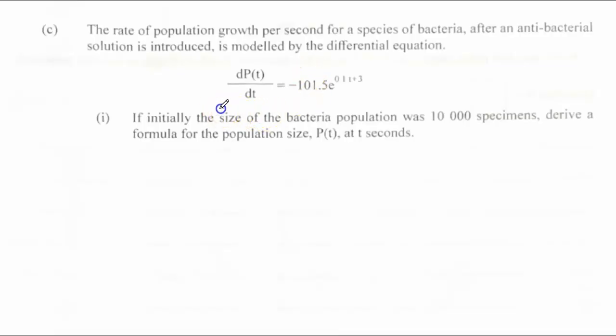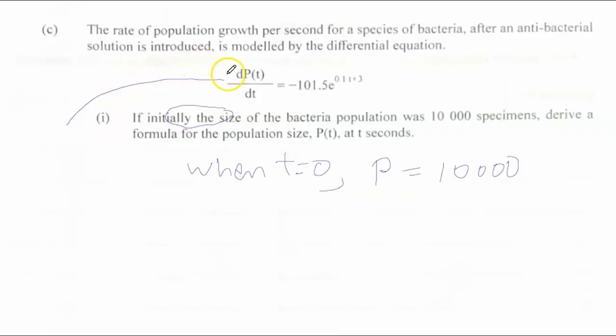So initial size, initial is when t is 0. When t is 0, time is 0, that's initial, the population should be 10,000. Alright, so we're going to derive an expression or a formula for P with respect to t. So we have dP by dt. So to get P, we can integrate both sides.